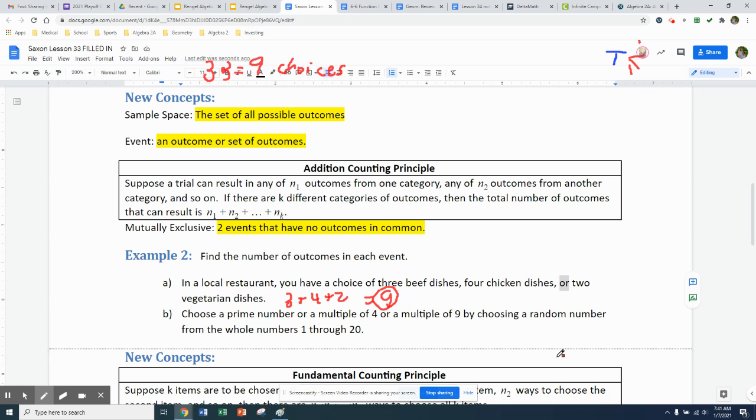So I've got a choice. I cannot order one of each. I've got to get a total of just 1. So I'm going to have 9 total outcomes.